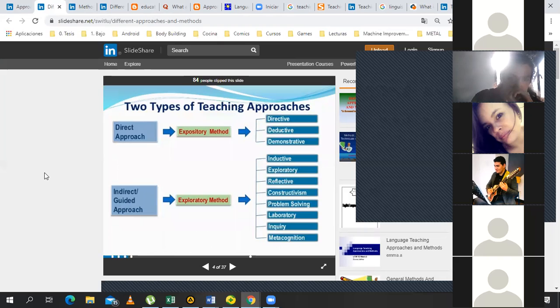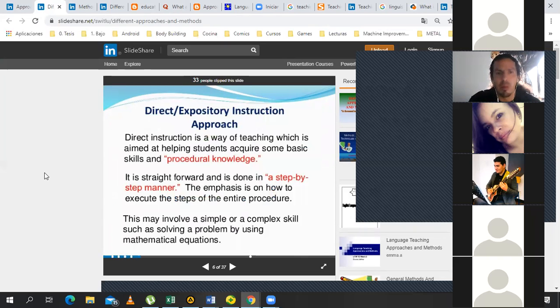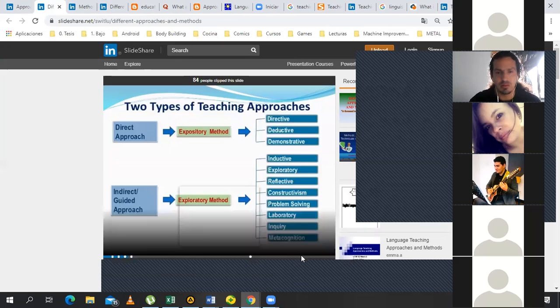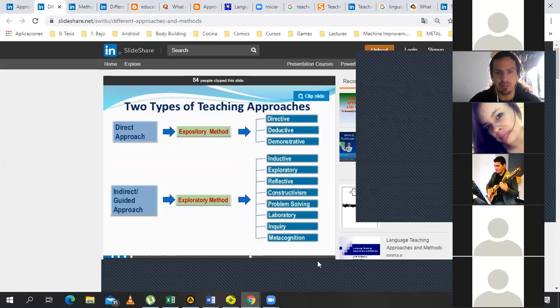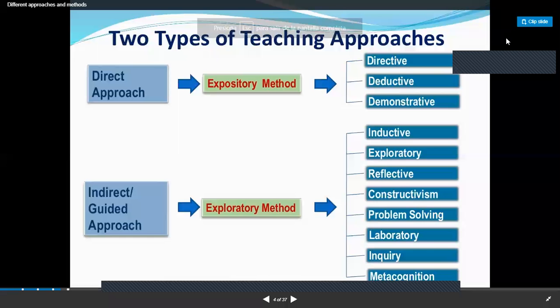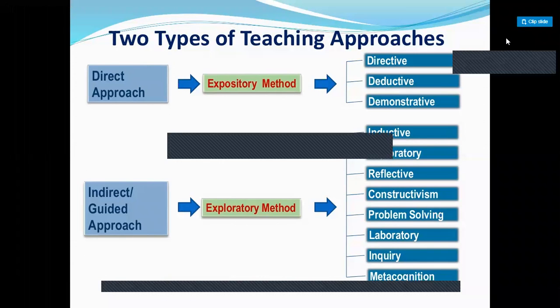Okay, guys. Talking about the approaches, I'm going to be very fast with this because last class we saw part of this. In this part, we're going to see the type of approaches, right? So the type of approaches are going to be related to, number one, direct approach and indirect or guided approaches, okay? So the direct approach is going to be just related to expository methods, and the indirect approach is going to be related to the exploratory methods, okay?